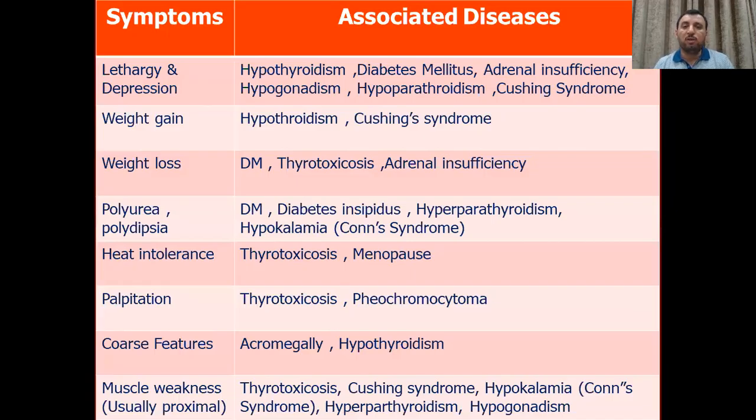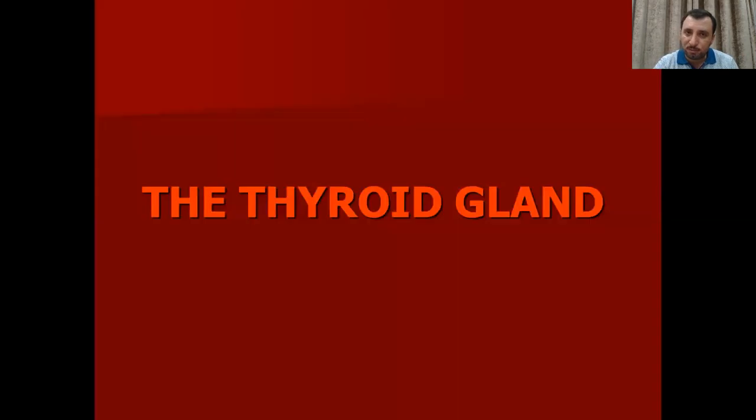And now we talk about the symptoms. We have symptoms and manifestations shared between some diseases. For example, weight gain can be seen in hypothyroidism and Cushing's disease. Weight loss can be seen in DM, thyrotoxicosis, and adrenal disease. And sometimes coarse features can be seen in acromegaly, hypothyroidism, and so on. So this is the sharing. So patients with endocrine disease require careful history, careful examination, and investigation to assess which gland has been involved in his illness.